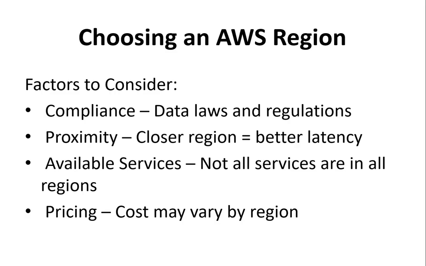And the third one is available services. Not all services are available in all regions. The fourth is pricing. Cost may vary by region, okay? Some regions are much cheaper than others depending on demand and availability. So it's not just about choosing the closest one. You've got to balance these factors. You should be clear about all the services you will be using in your project, and accordingly you should choose your AWS region.